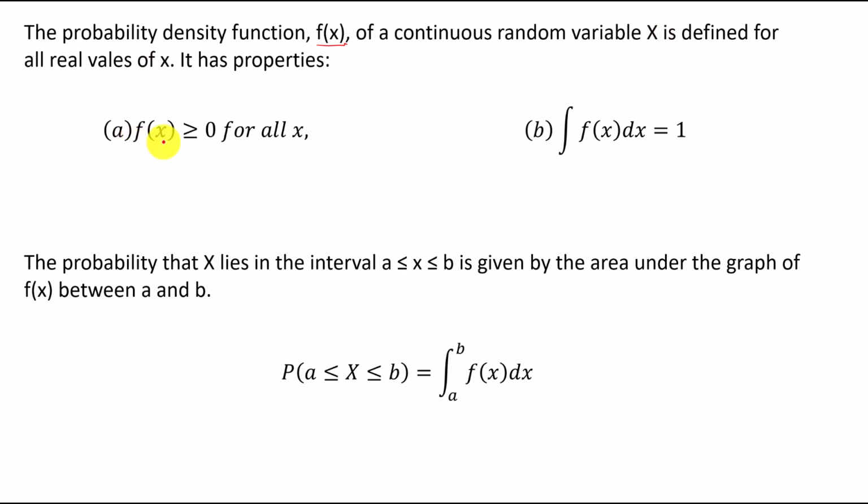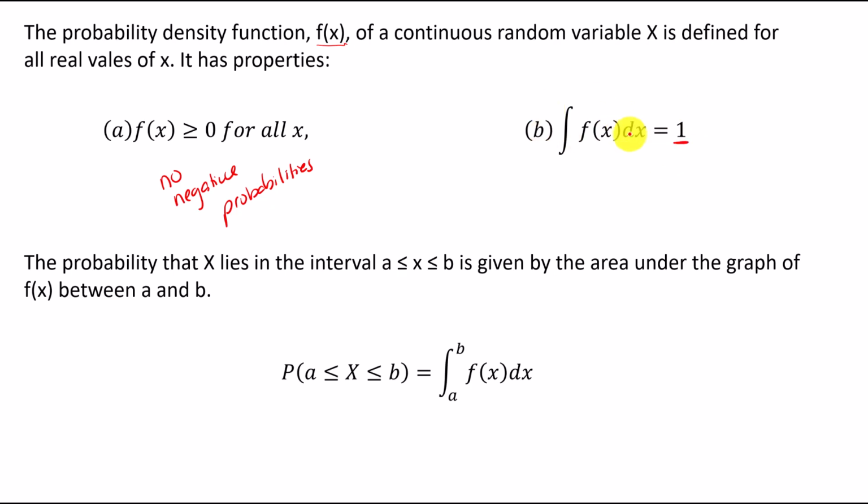The first one is that f of x, the function, will be greater than 0 for all x, and that's because you cannot have a negative probability. So there are no negative probabilities. So f of x must be greater than or equal to 0. And the integral of f of x, and remember that the integral means the area under the curve, so the integral of f of x is equal to 1. A whole probability, all the probabilities added up together have to equal 1, and so that's what this is.